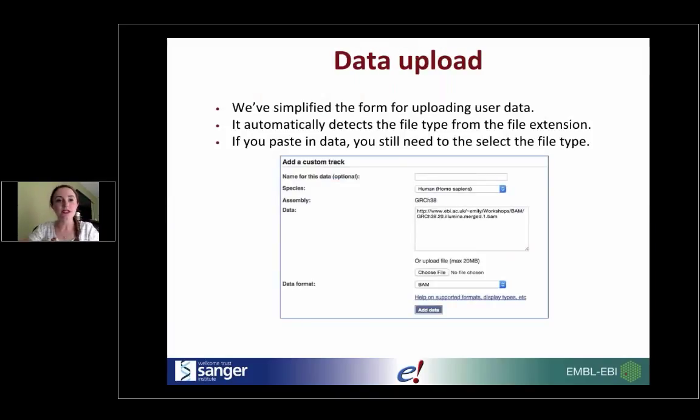We've also updated our data upload form, so now it automatically selects the file type. It just makes it that little bit simpler. So if you're working with data on a URL, like I have done in this example, I paste in the URL of my file, it ends in .bam, and immediately this drop-down box selects BAM for me. If it's got it wrong, then I can change it.